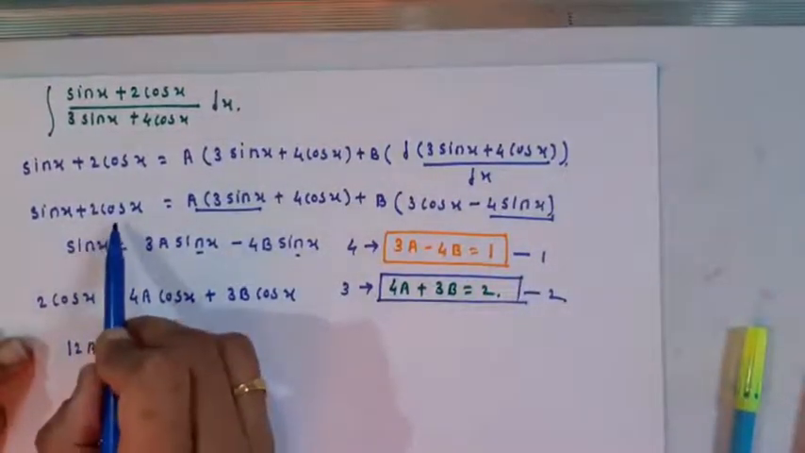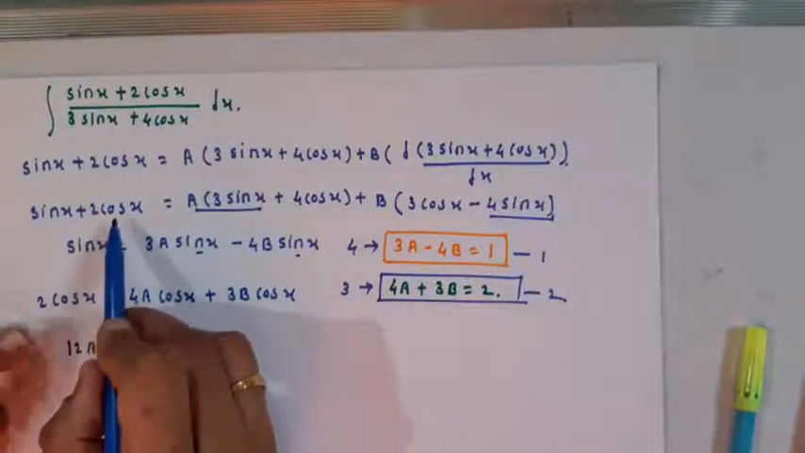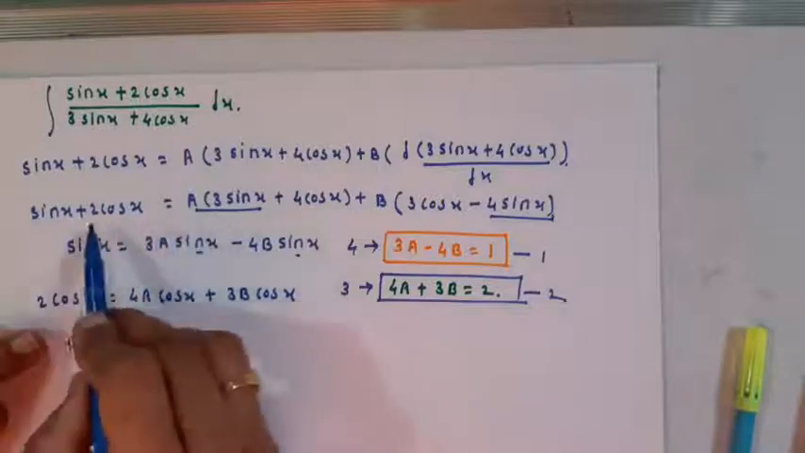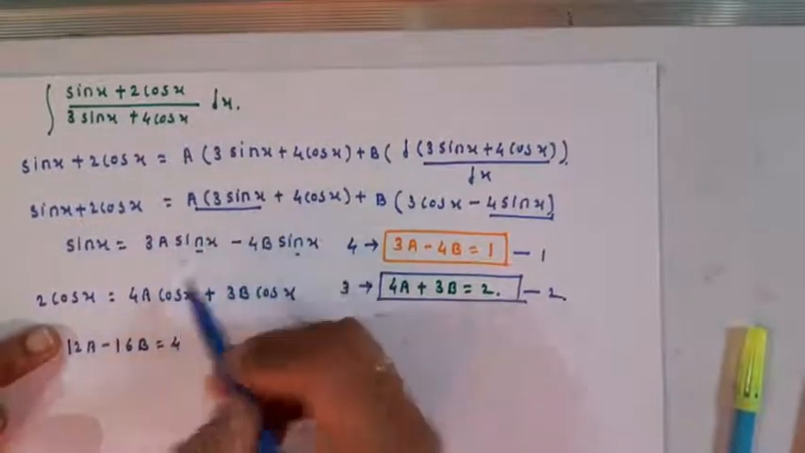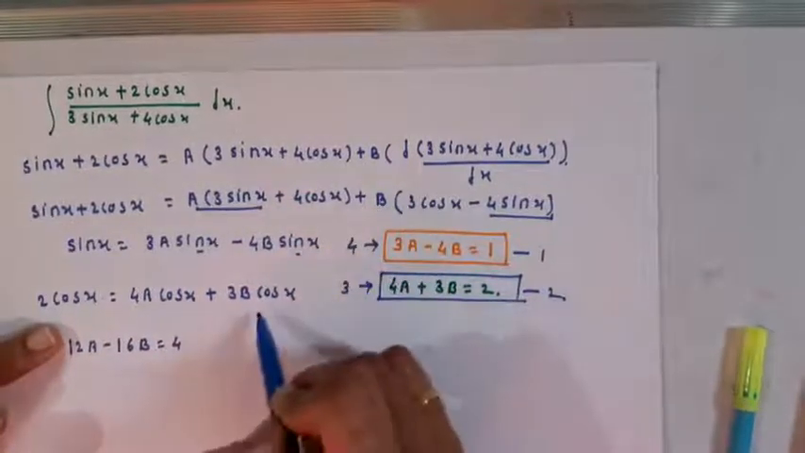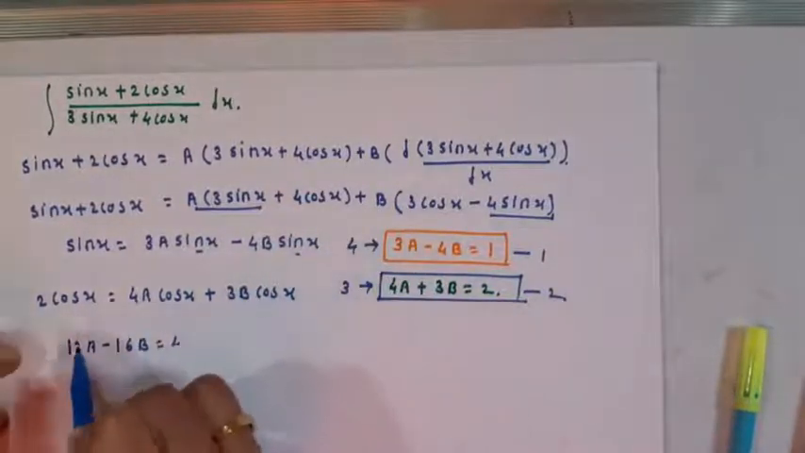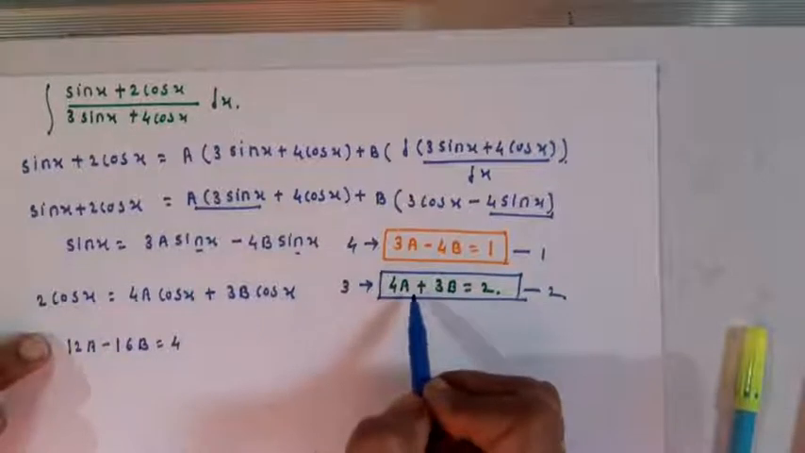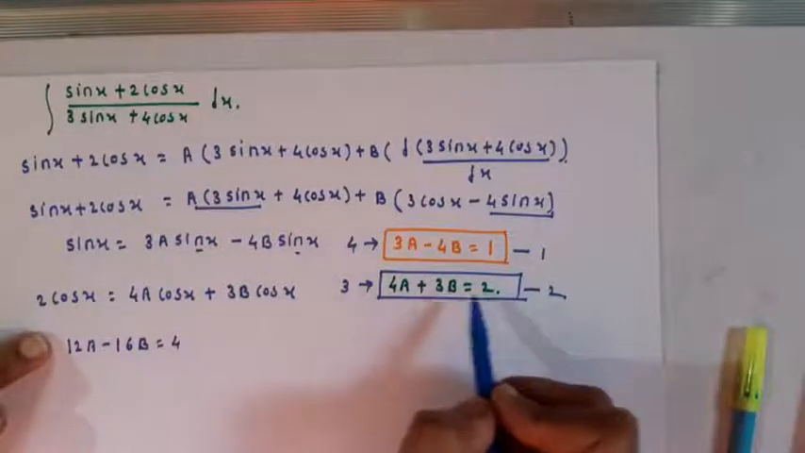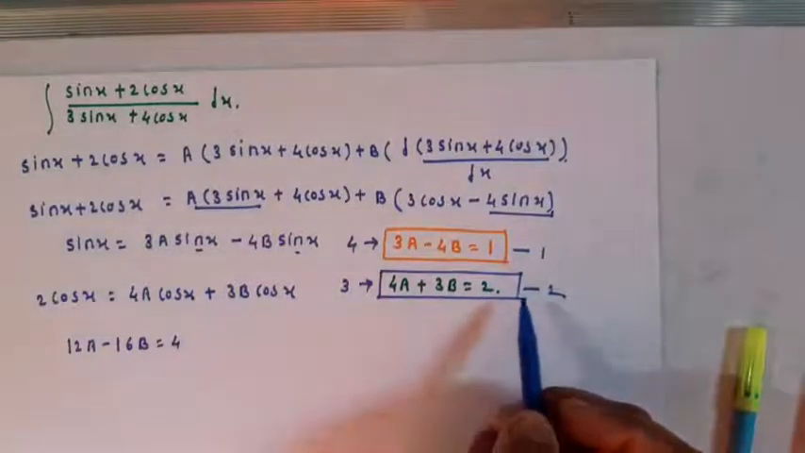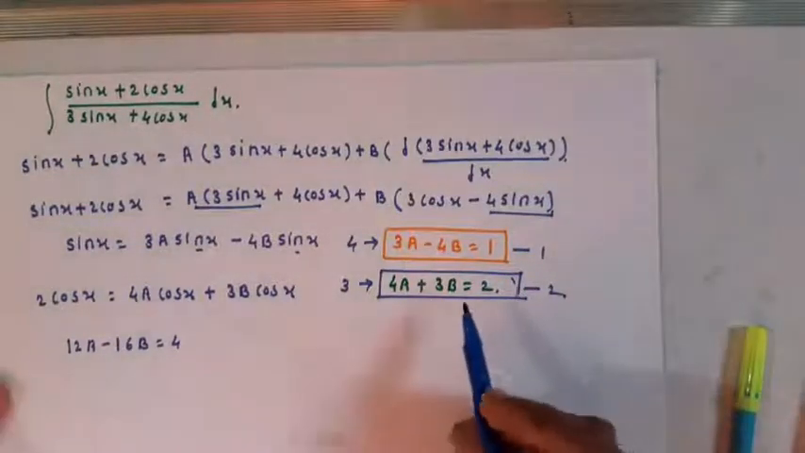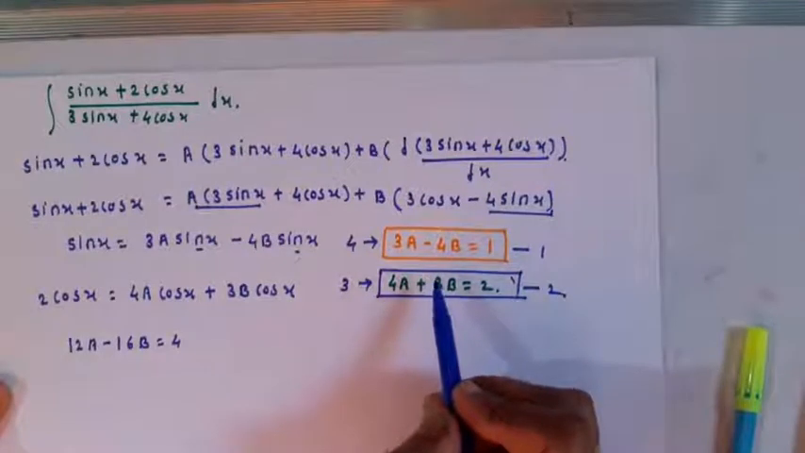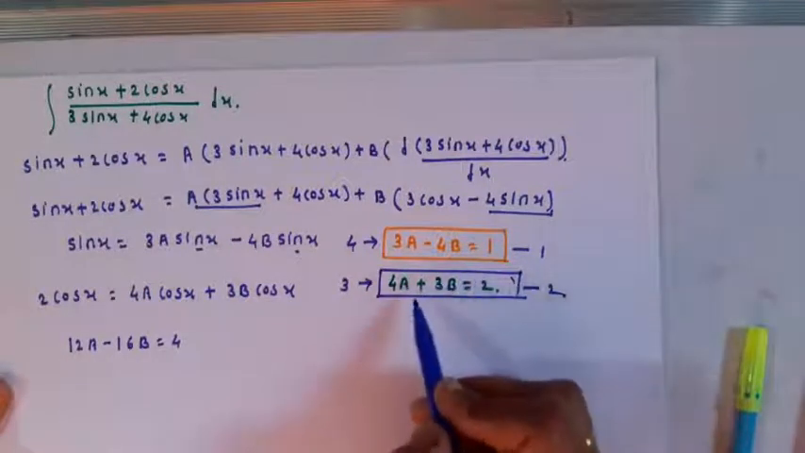Now compare the coefficient of cos x from RHS and LHS, that is 2 cos x. Here, 4a cos x plus 3b cos x. Common out cos x and cancel, we get another equation: 4a plus 3b equals 2. This is the second equation. These equations are simultaneous equations in a and b. Solve them and get the value of a and b.